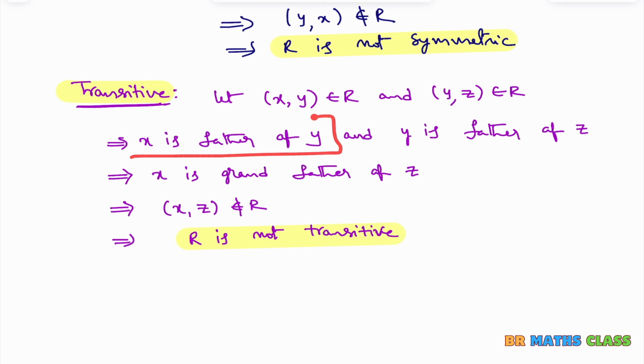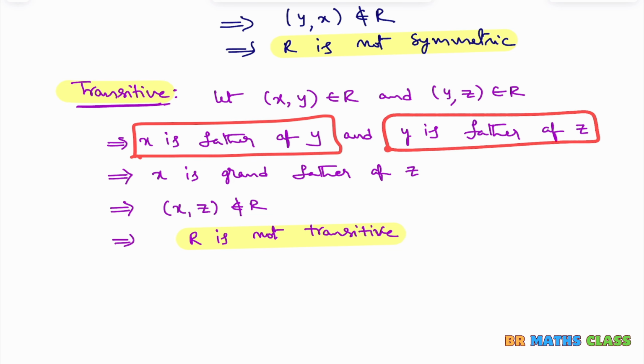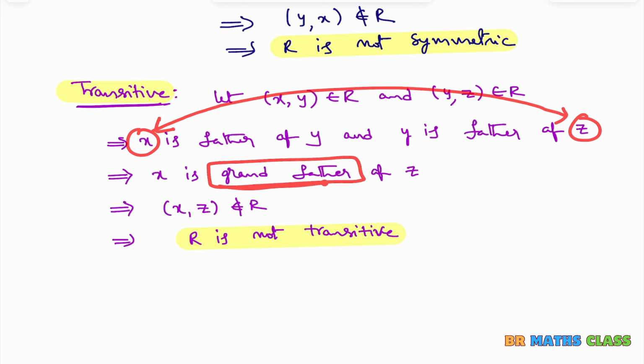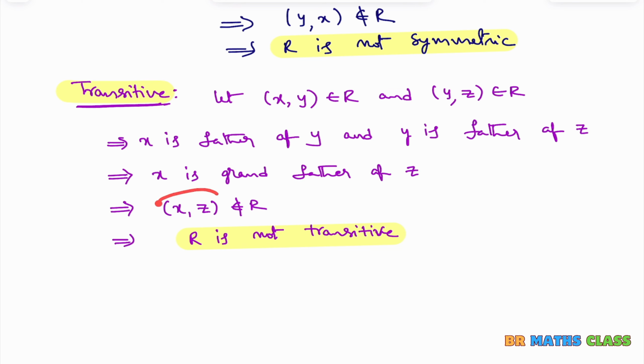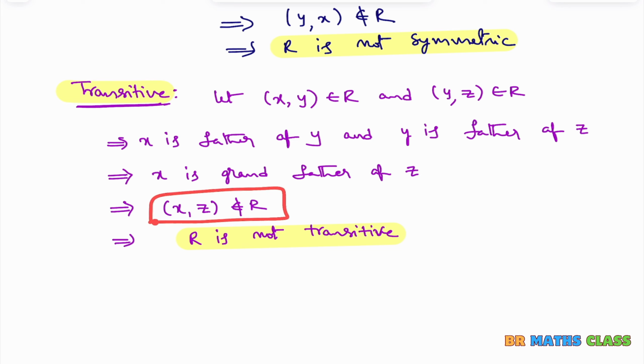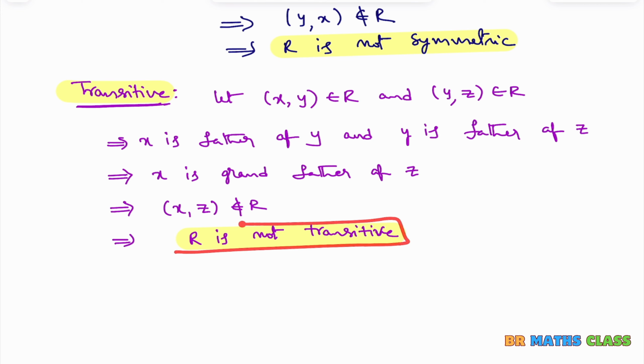If x is father of y and y is father of z, then what is the relation between x and z? The relation between x and z is that x is a grandfather of z. You can easily understand these things, man. No need of any example for this. X is a grandfather of z. For x comma z to be in the relation, x must be a father of z. There is so much difference between grandfather and father, right? If x is a father of z, then only x comma z belongs to R. Here x is not a father of z. X is a grandfather of z. That means the ordered pair x comma z doesn't belong to the relation. Therefore, this relation is not transitive.